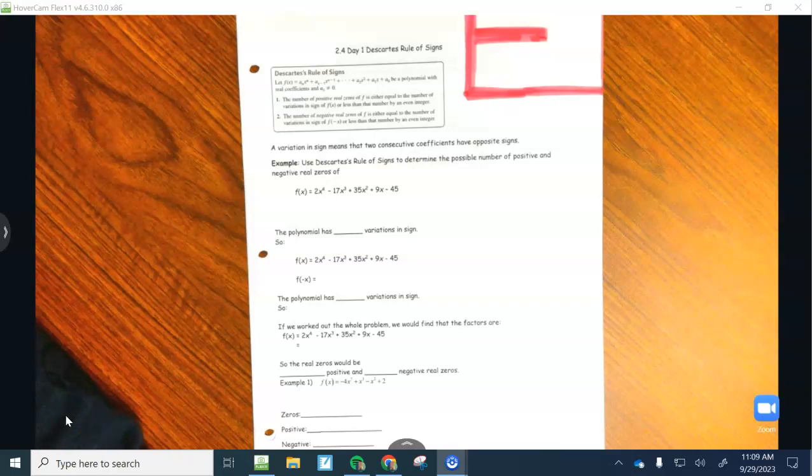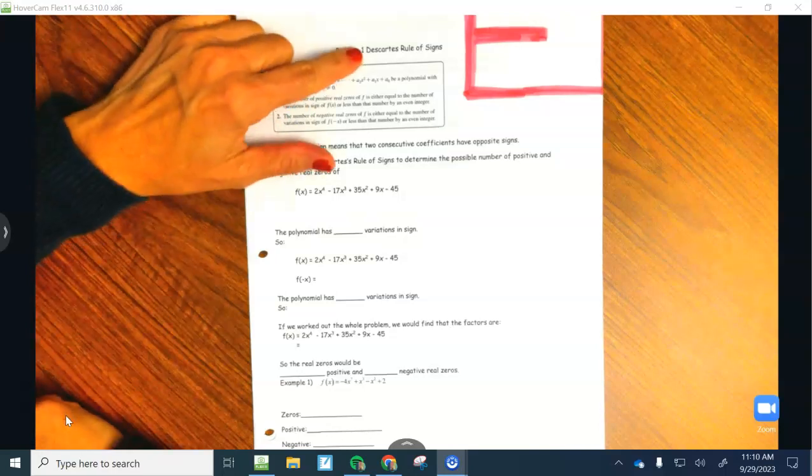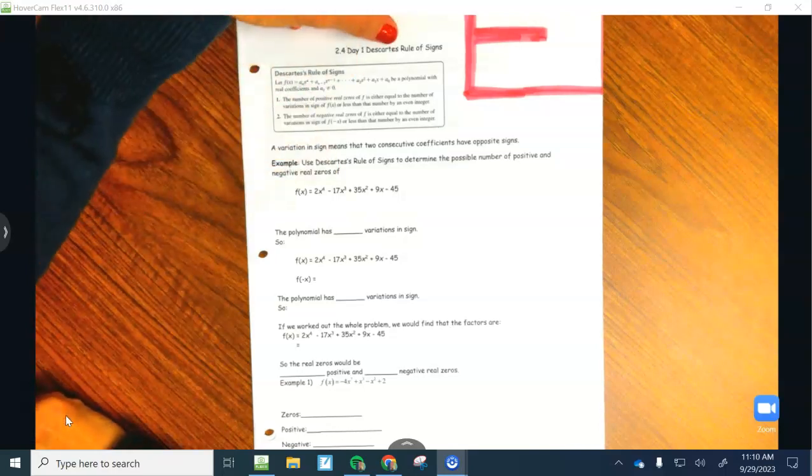Okay, so let's talk about Descartes' rule of signs. René Descartes was also a famous philosopher. Please don't say Descartes. The S is silent.